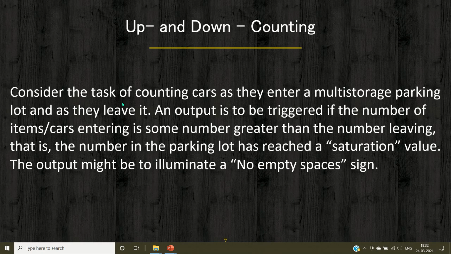Now finally, this is the particular example that I had already given you during the initial phase of our counting discussions. We need to consider the task of counting cars as they enter a multi-storey parking lot and as they leave it. An output is to be triggered if the number of cars entering is some number greater than the number leaving, that is, the number in the parking lot has reached a saturation value. The output might be to illuminate either a green lamp, a red lamp, or a no empty spaces sign.